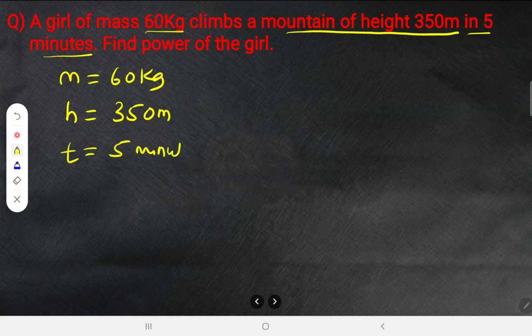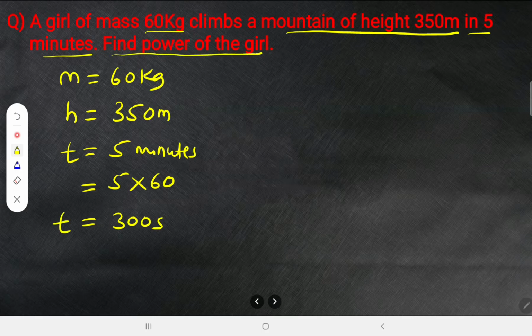Usually we don't consider time in minutes. We have to convert this into seconds. So that is like 5 into 60. 5 into 60 is 300 seconds. Now they are asking to find the power of the girl. So what is the formula for power? Power is equal to work done divided by time taken.